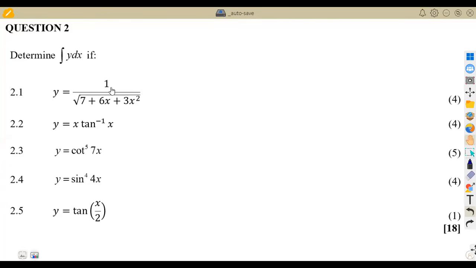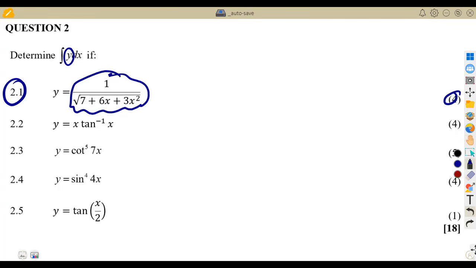So this is April 2023 exam question number 2. We are given to determine the integral of y with respect to x, whereby y is given in 2.1 as 1 over the whole of this part. This is 4 marks for that.